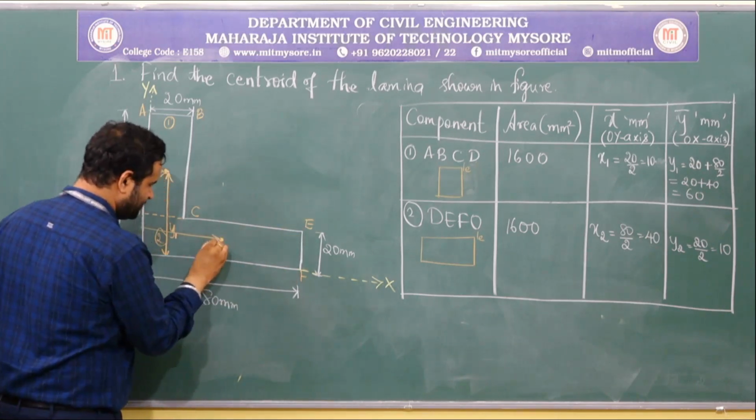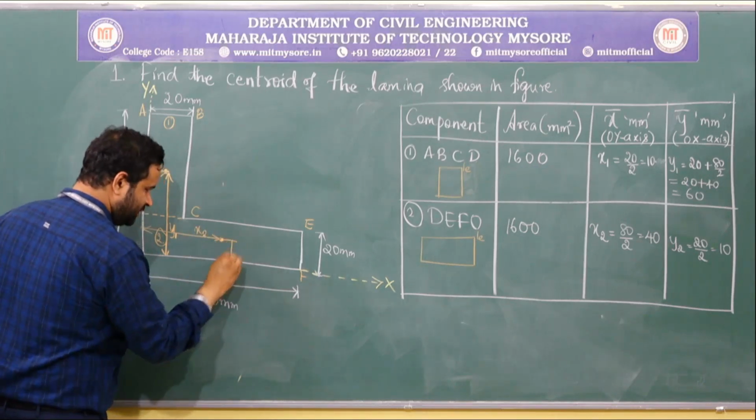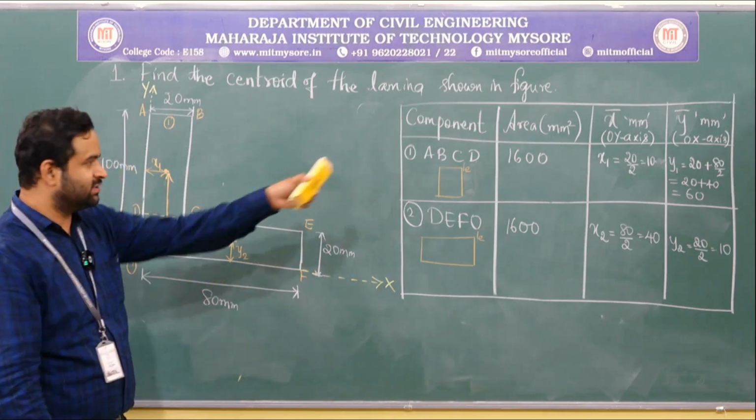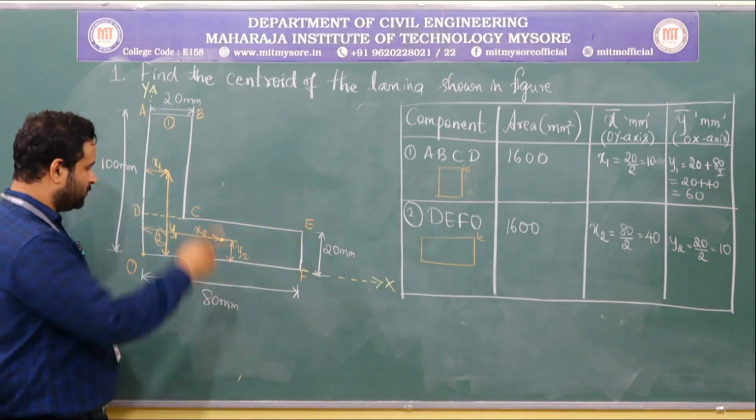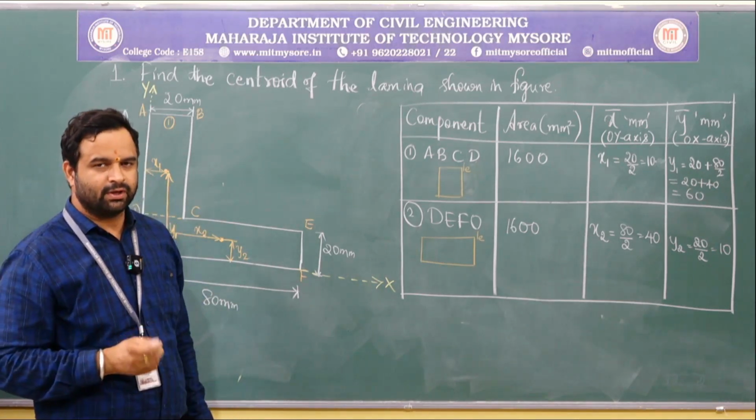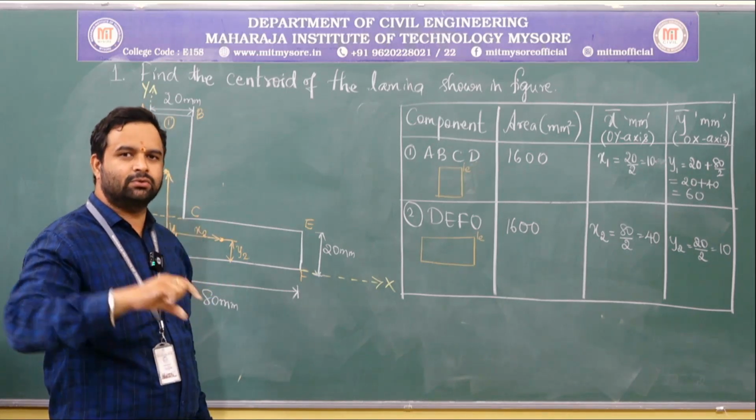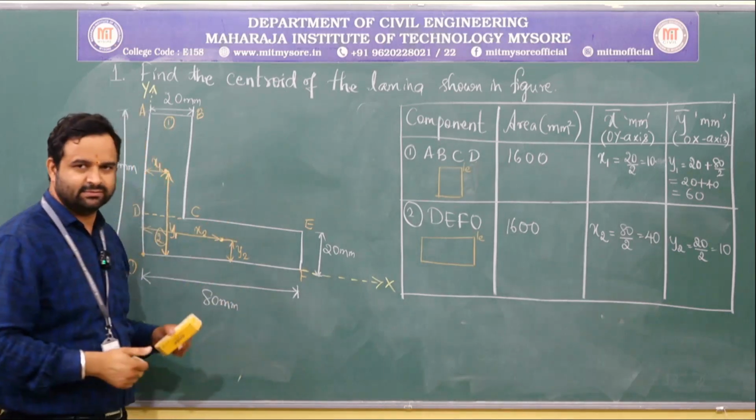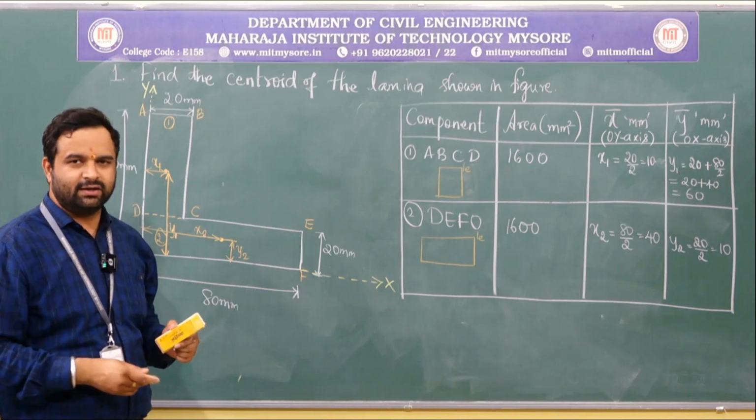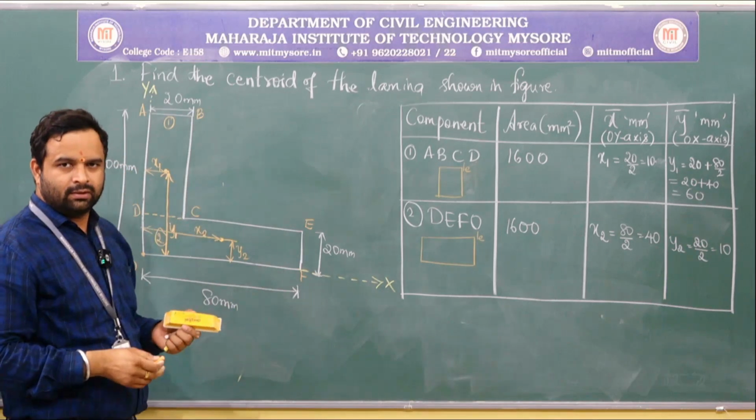So therefore this will be x2 and this will be y2. These values need to be calculated. But to calculate these values, the step done previously will help you out. Okay, calculate the centroid for different components, then measure it with respect to the referral axis. So now by using this table, we can calculate x bar and y bar of the entire lamina.